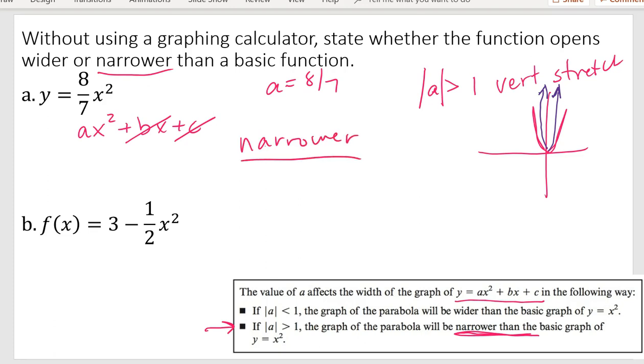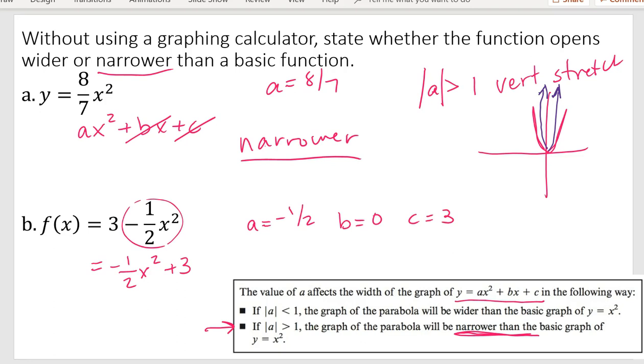Let's look at our second problem. This time we're out of order. And remember, if they try to trick you this way, don't let them trick you. Pick up the entire term, including the sign, to its left. Now we can see that a in this problem is -1/2. b is 0, and c is +3.